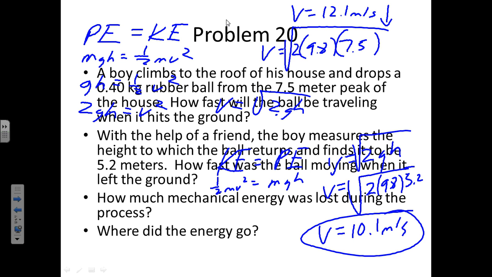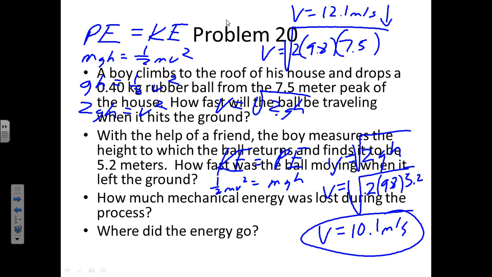So the ball, when it hit the ground, was going 12.1 meters per second. What happened when it hit the ground? As it was hitting the ground, what happened to the ball? Compressed. And it popped back off the ground going slower than when it hit. So some of the energy got what? It got lost. And we might as well go ahead and answer this question. Where does that energy go? Sound or heat, right? Let's go ahead and answer the middle question there.